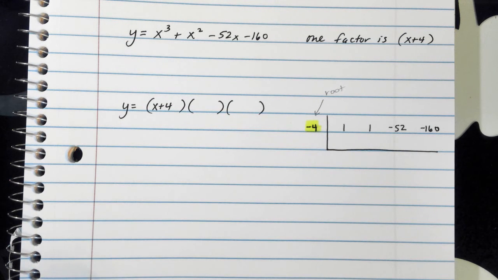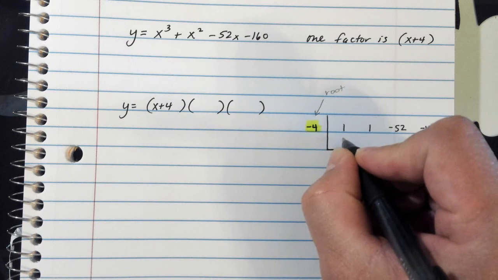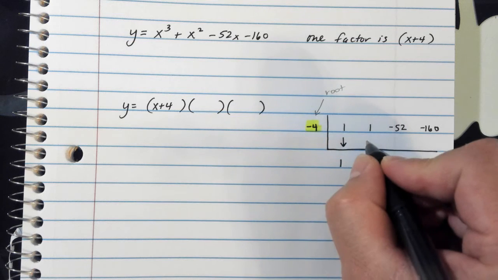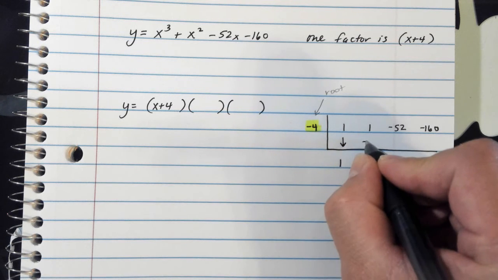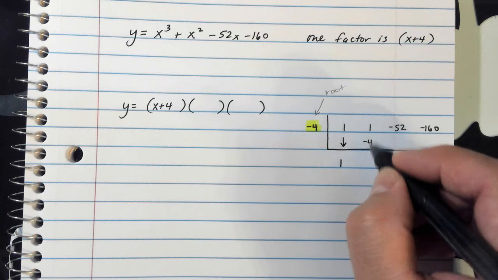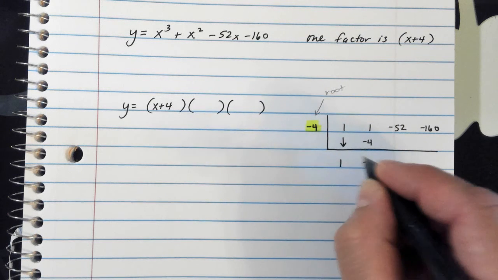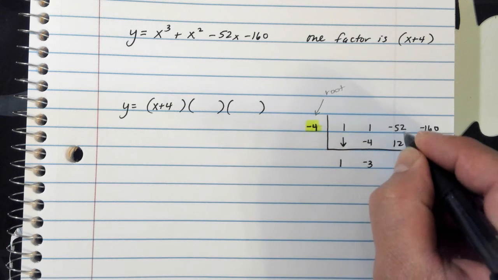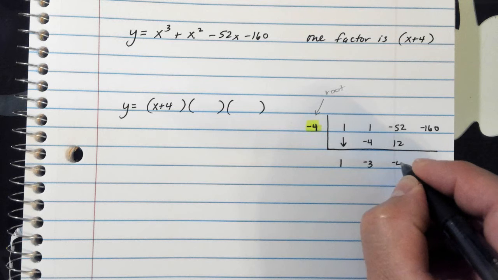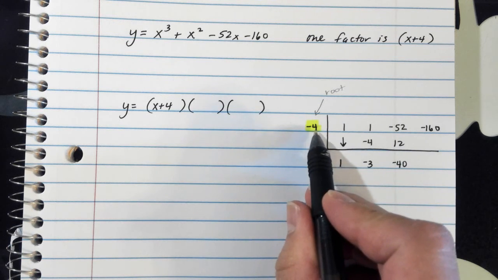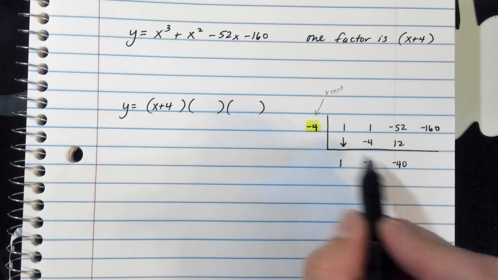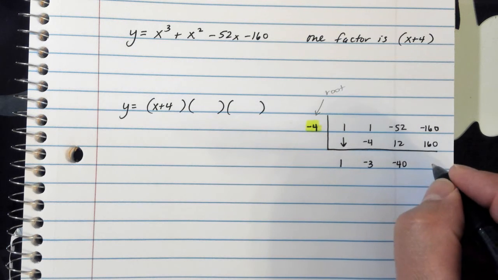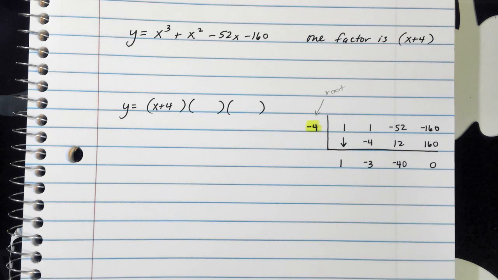And then, as you recall, with synthetic division, the first number goes down, then you multiply those. Well, negative 4 times 1 is negative 4, you write the answer right there. Then you add, then you multiply, negative positive 12, then you add, and then you multiply that and that, you get positive 160, and if you did it correctly, you should get a remainder of 0.